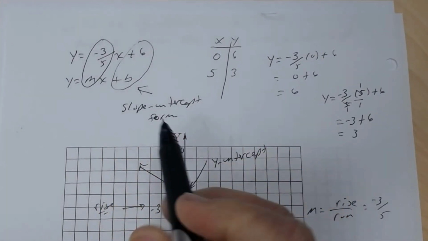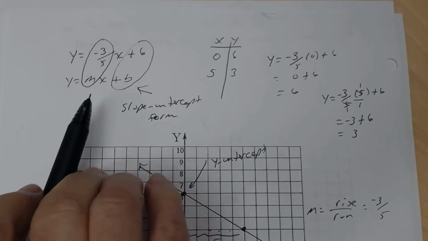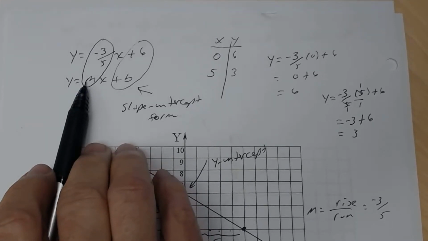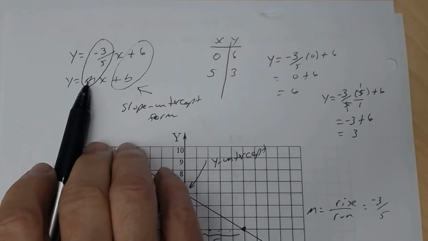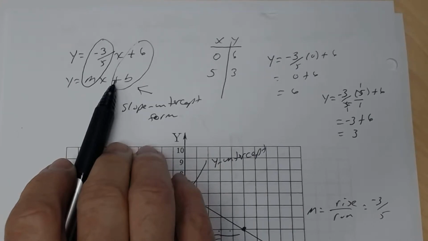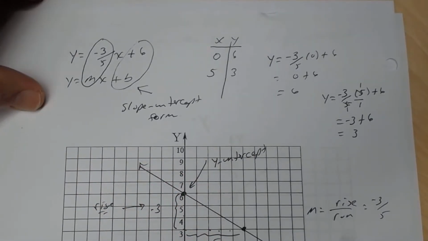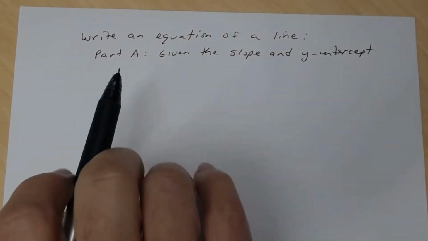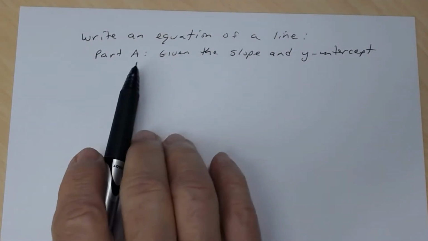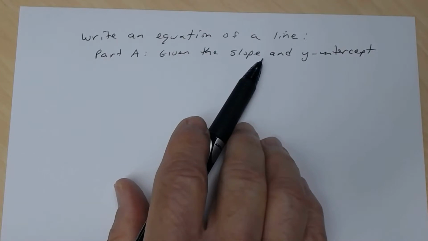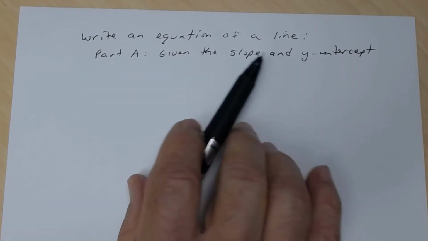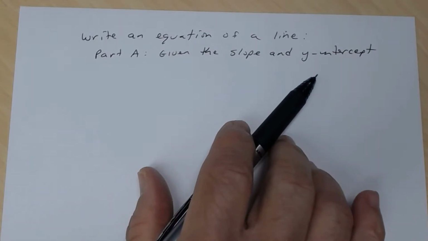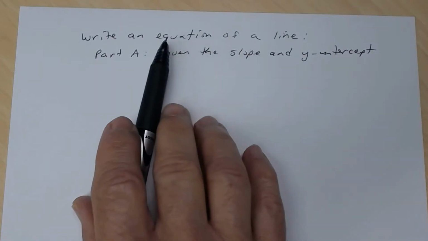And so slope-intercept form, y equals mx plus b. In order to use it, you have to know the slope and the y-intercept. Okay, so listen to this carefully. So let's go back to our objective. We're going to write an equation of a line where the slope is given and the y-intercept is given. So if the slope is given and the y-intercept is given, then it's easy to write the equation of a line.